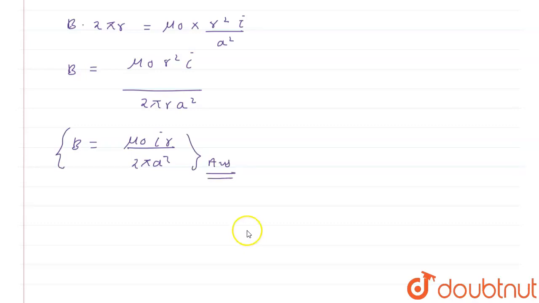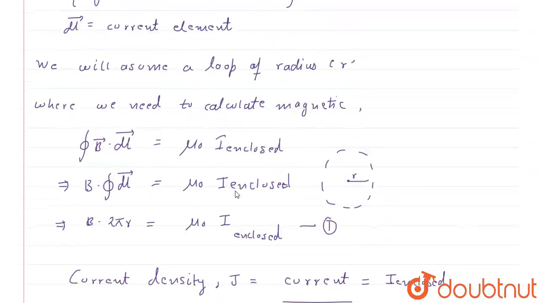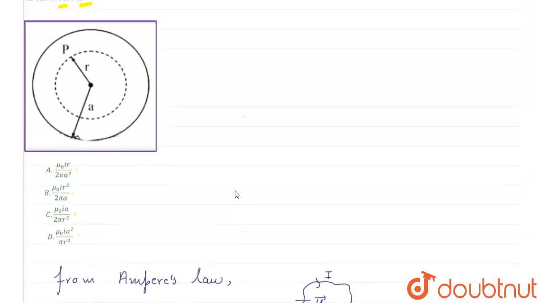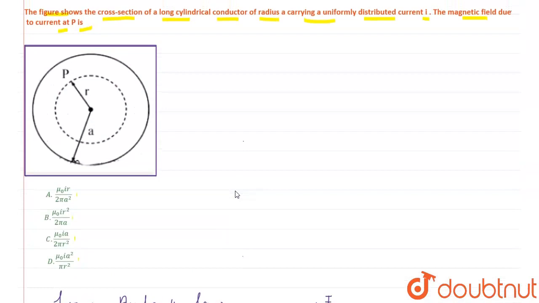So if we check our options, we will get that our answer is A, which is mu naught I r divided by 2 pi a square. Thanks for watching this video, and I hope this video helps you in understanding the concept of Ampere's law and using it to solve problems.